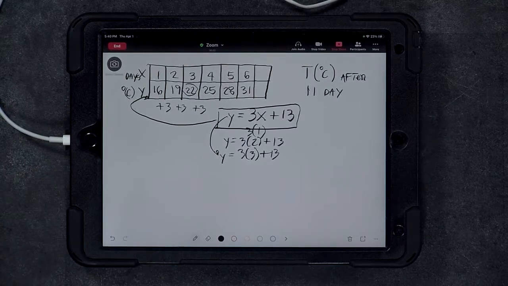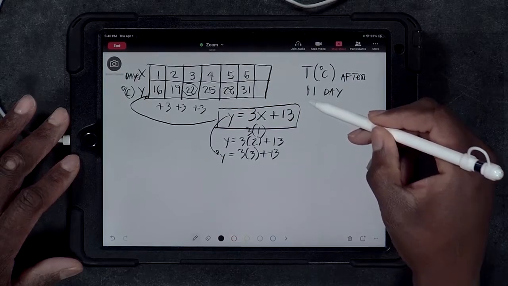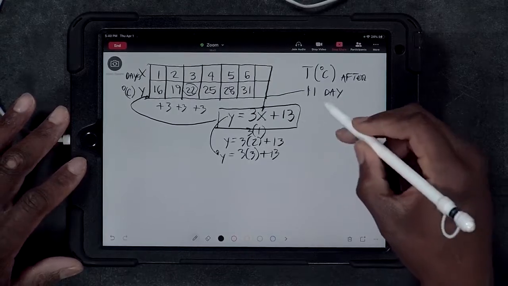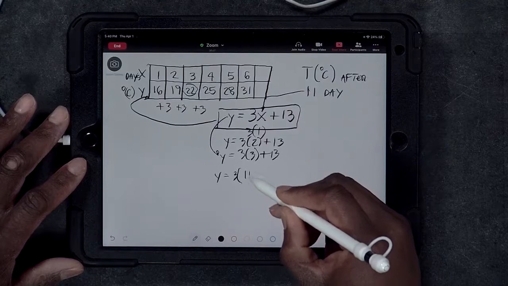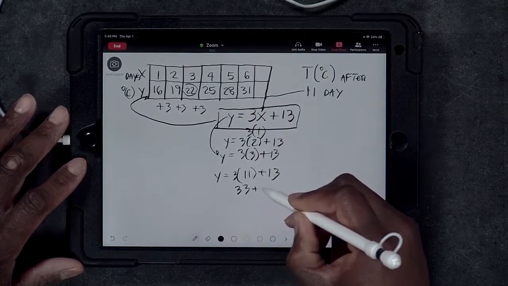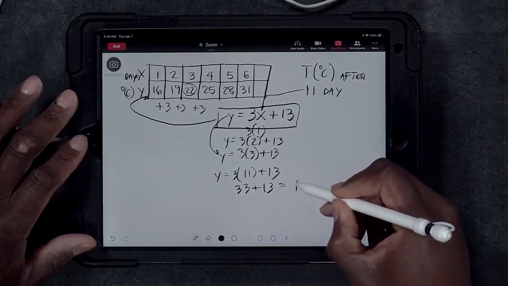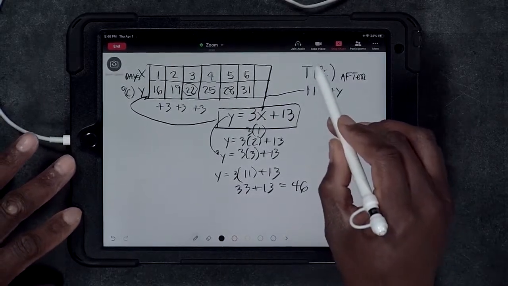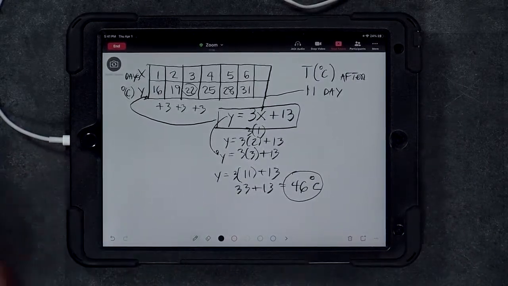And now with that equation, you can answer the question after time 11. In other words, you'd substitute that 11 right there. You would take y is equal to 3 times 11 plus 13, and you'd get 33 plus 13, which is 46. So the answer to the question, what's the temperature after 11 days? It would be 46 degrees Celsius.